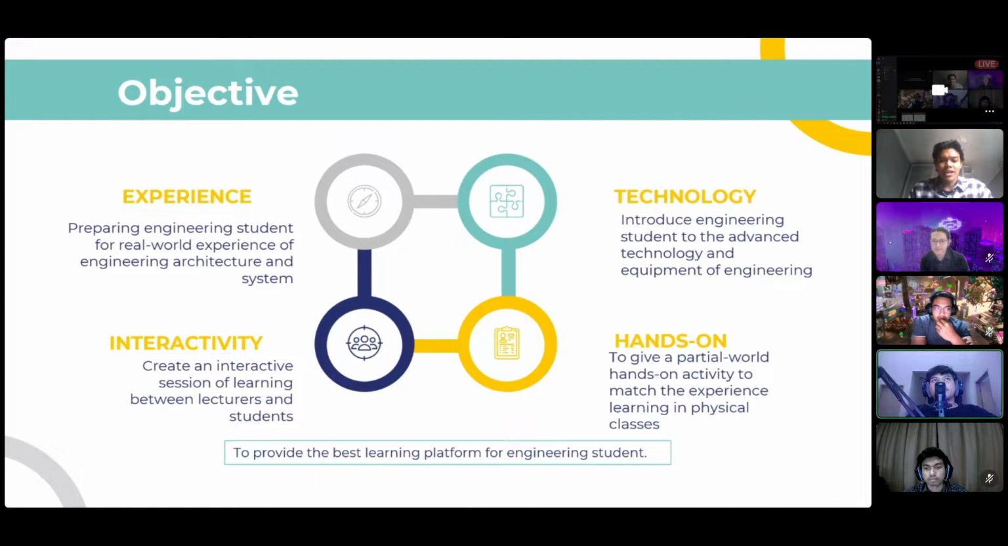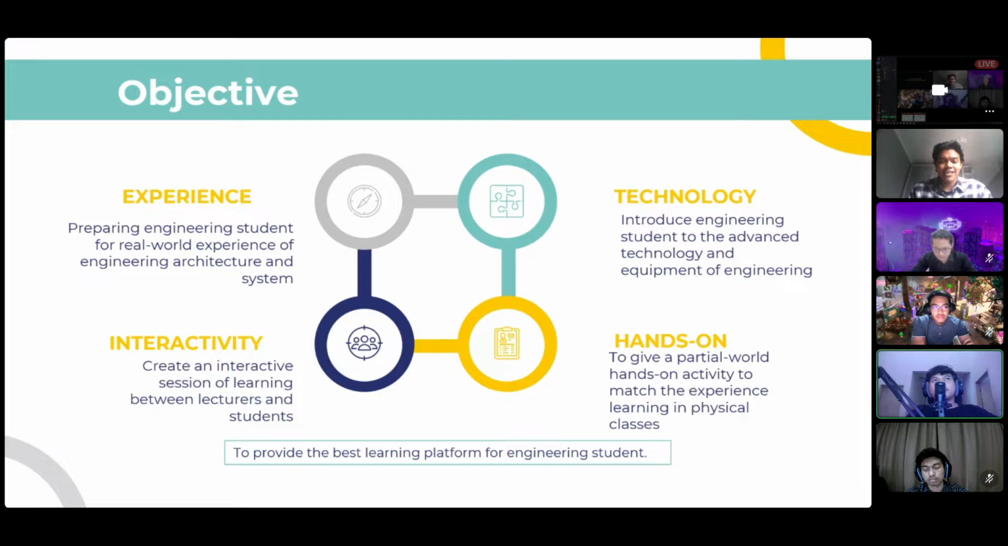Next, the objective for this project. The main one is to provide the best learning platform for engineering students. To achieve that, we want to give experience, which is to prepare the engineering students for real-world experience in engineering architecture and systems. Then we want to give interactivity, which is to create an interactive learning session between lecturers and students. And for technology, we want to introduce the engineering students to the advanced technology and equipment of engineering.